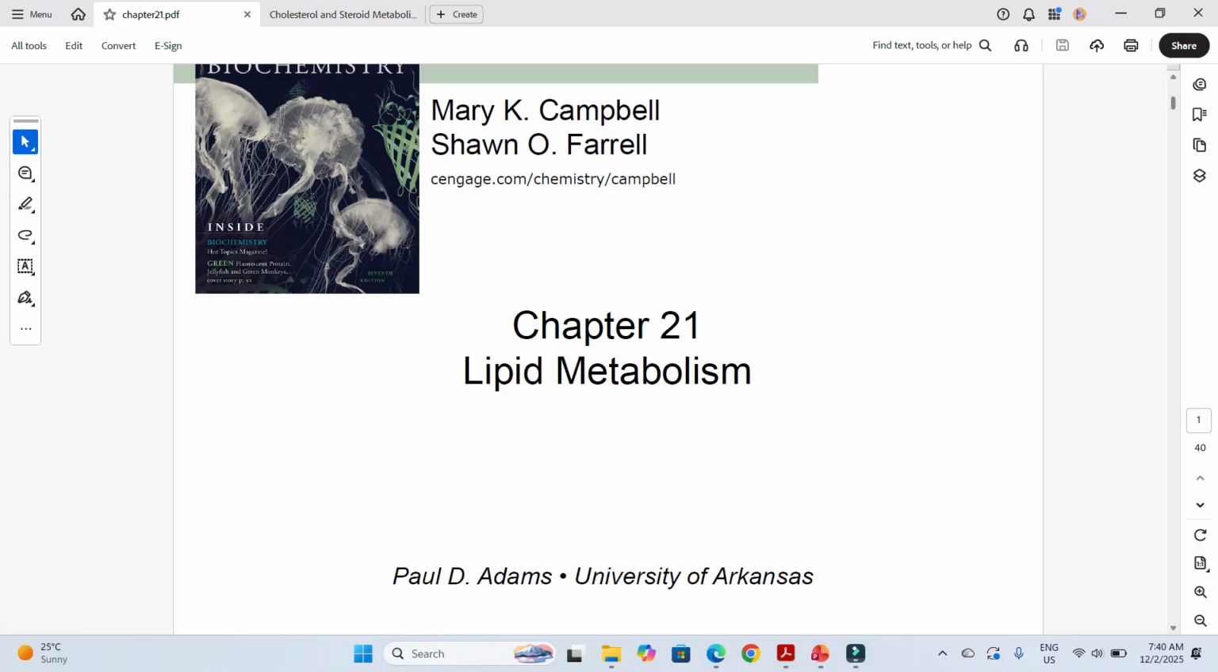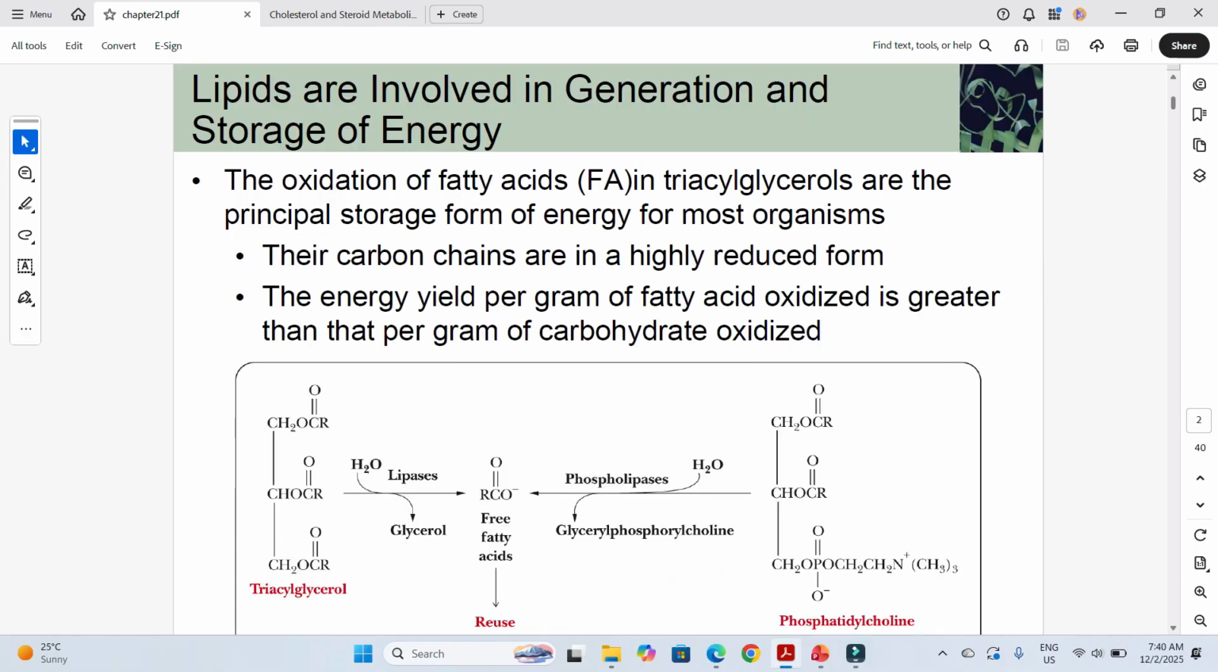metabolism. Okay, so I discussed this with you in a previously shared lecture video, but I will again discuss this with you just to emphasize some points. First and foremost, you have to realize that the energy yield from the oxidation of fatty acids is much greater than the energy yield from the oxidation of glucose. On a per gram basis, the difference is very significant.